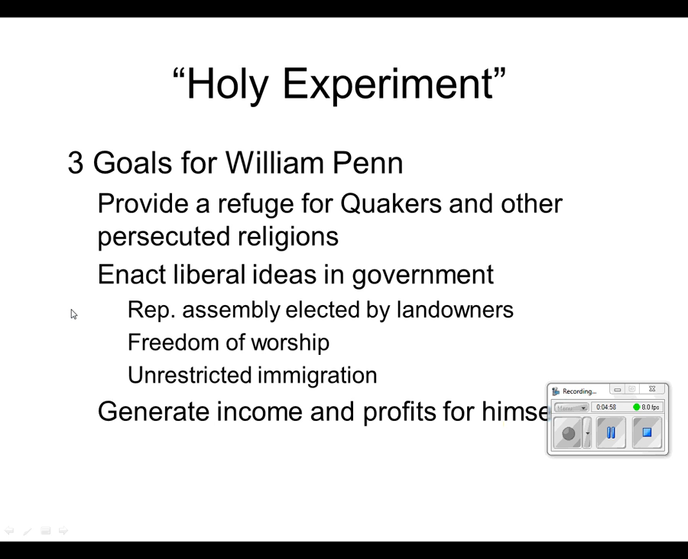All right, William Penn had 3 goals. All right, he wanted to create a refuge for Quakers, just like Maryland was a refuge for Catholics. Pennsylvania was going to be a refuge for Quakers and other persecuted religions. He kind of wanted this to be similar to Rhode Island.